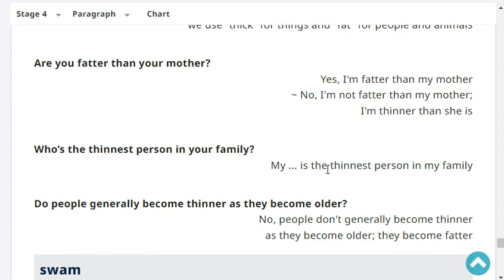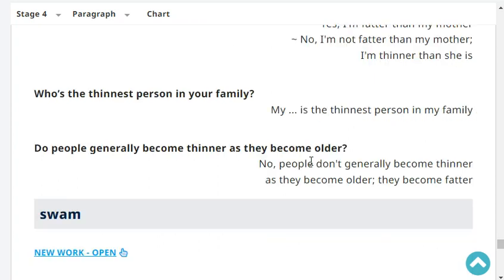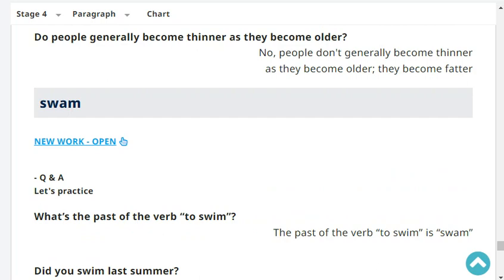My daughter is the thinnest person in my family. Do people generally become thinner as they become older? No, people generally don't become thinner as they become older. They become fatter. Very good.